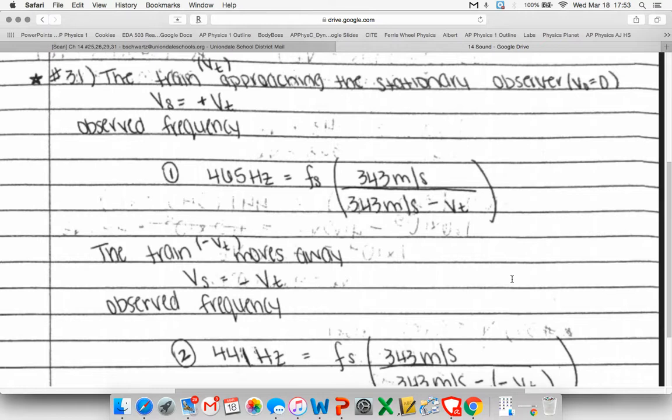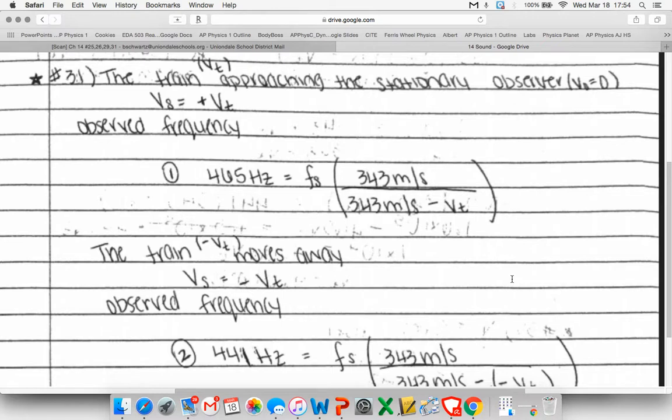So this one is a little bit complicated as far as mathematics go, which is why I did put a star next to this. So the train, which I denoted as the velocity sub t, so the velocity of the train, which simply is just the velocity of the source, so you can leave it like that. As it's approaching the stationary observer, which the observer will have a 0 speed, as it's approaching, the train should be positive in terms of its speed.